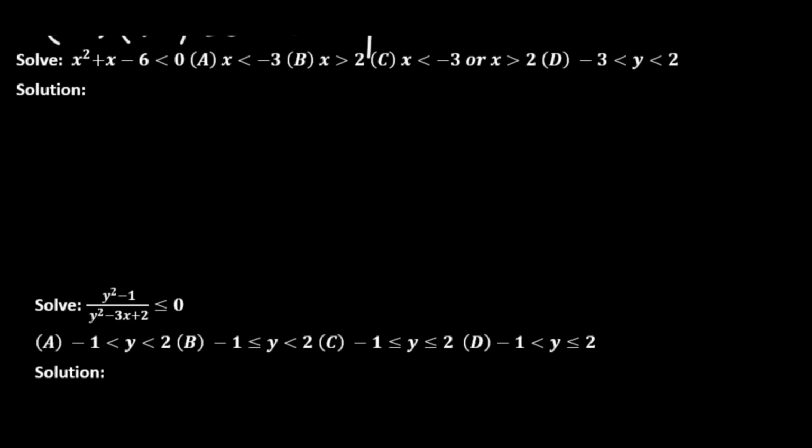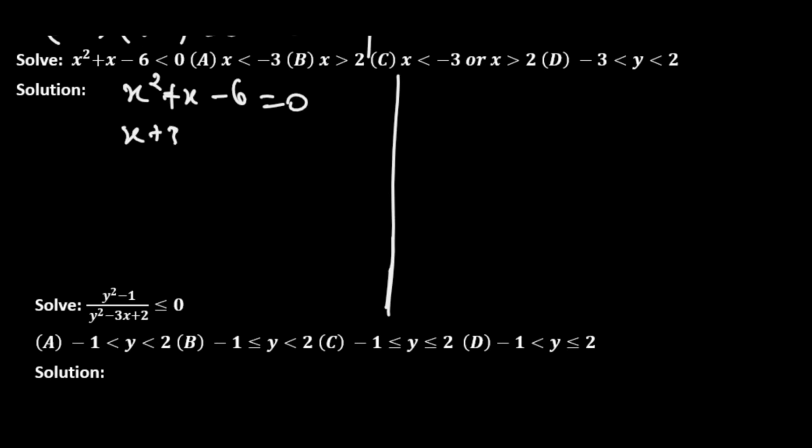Again, we are asked to solve x squared plus x minus 6 is less than 0. So again, we solve as if we are solving a quadratic equation. Let's solve to get the two numbers we use to create the boundaries. So you first solve as if you are solving a quadratic equation. So this is x plus 3, x minus 2. So the two values are minus 3 and 2. So let's now use them to create boundaries. So we have minus 3 and 2.